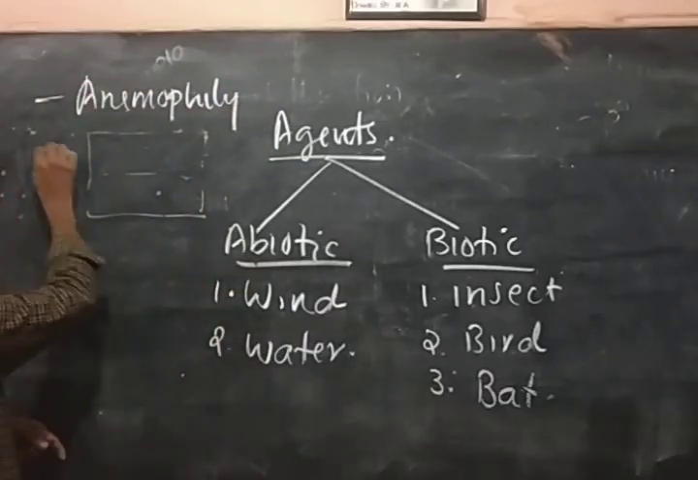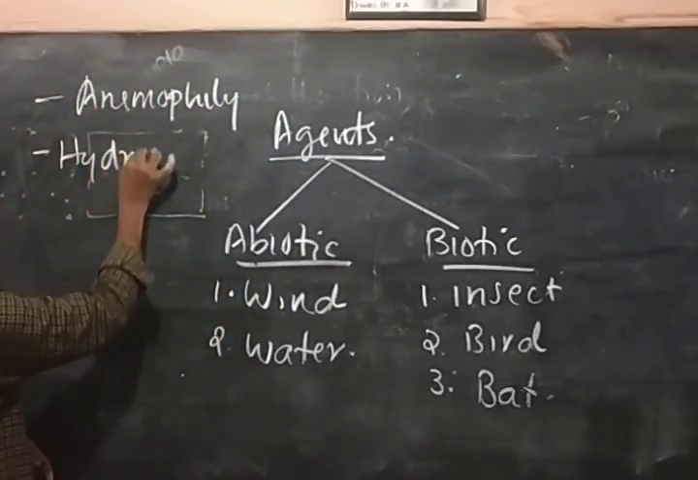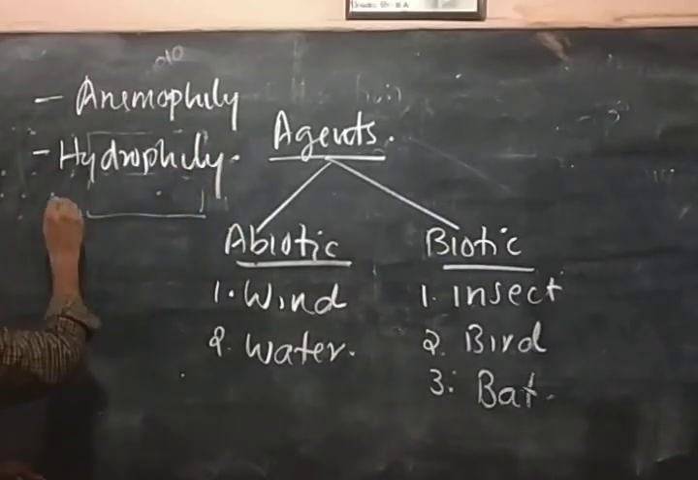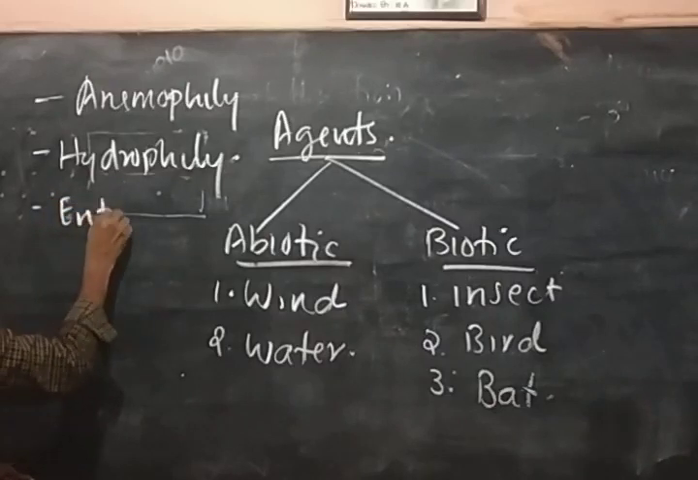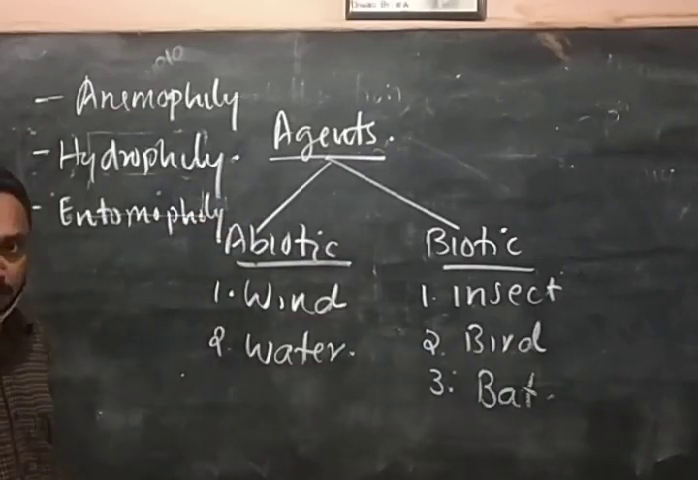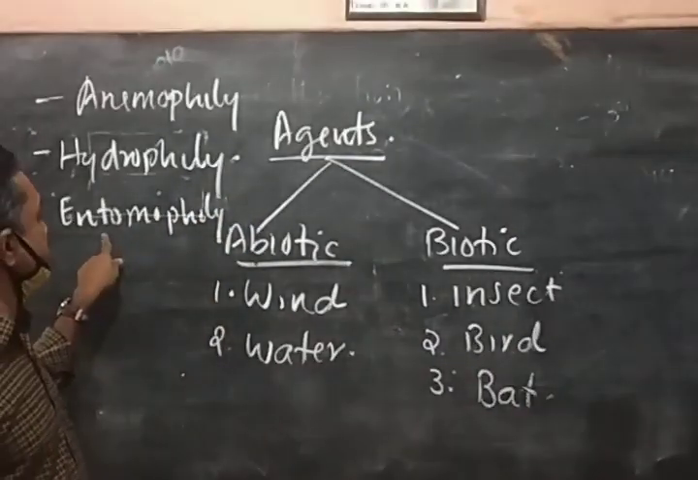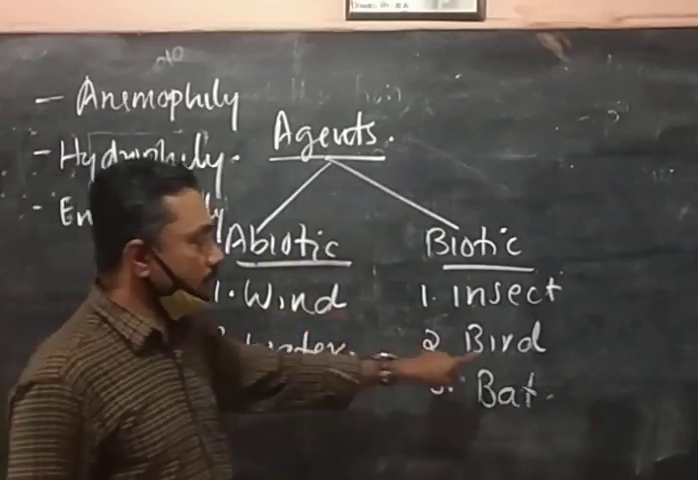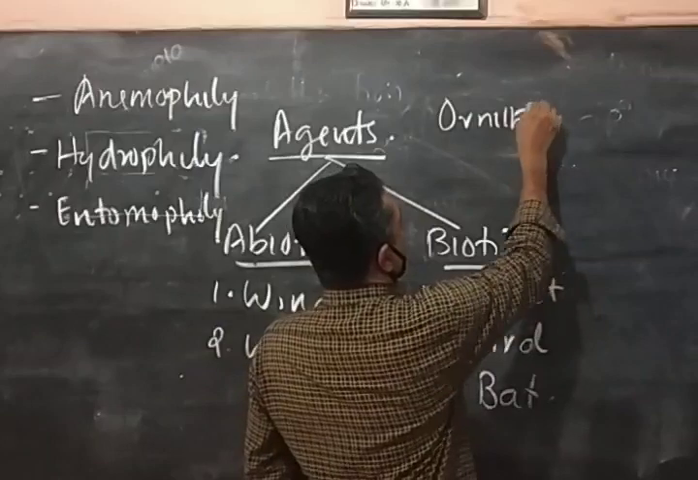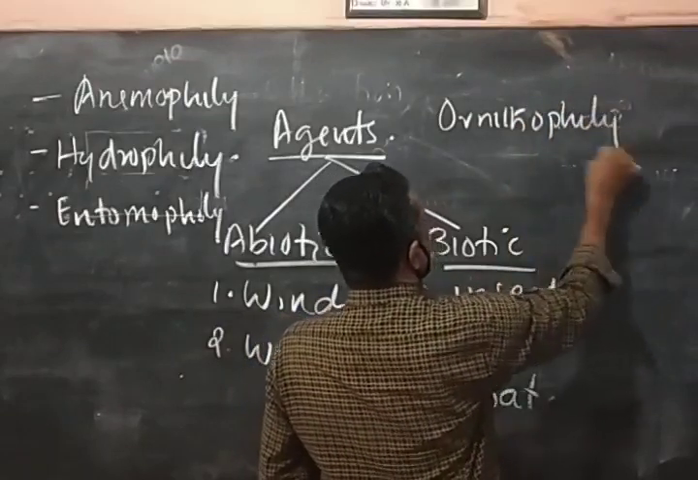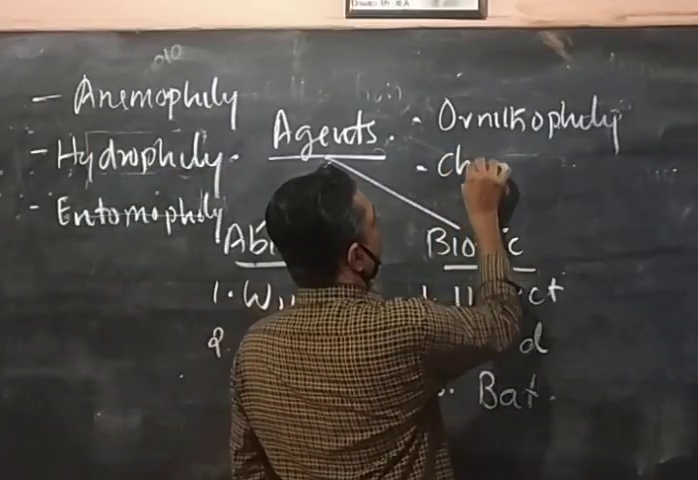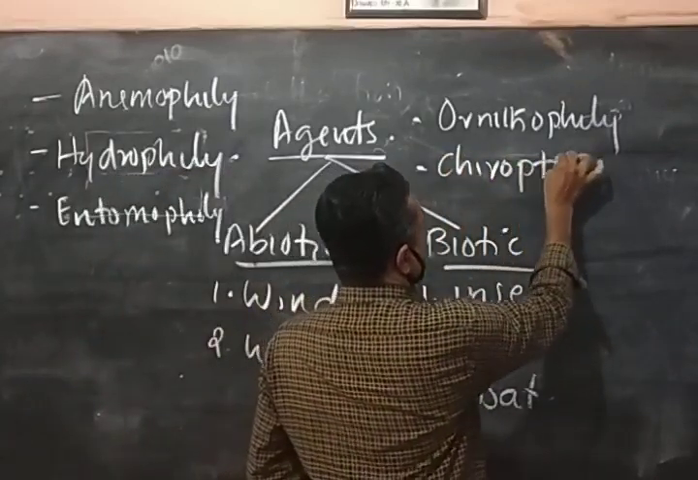And pollination by water is called hydrophily. And pollination by insect is called entomophily. Study of insects is called entomology, and pollination by insects is called entomophily. Pollination by birds is called ornithophily. Ornithology, ornithophily. And pollination by bats is called chiropterophily.